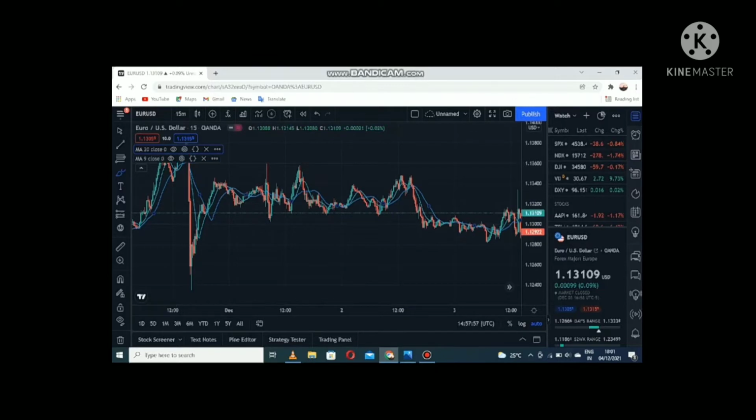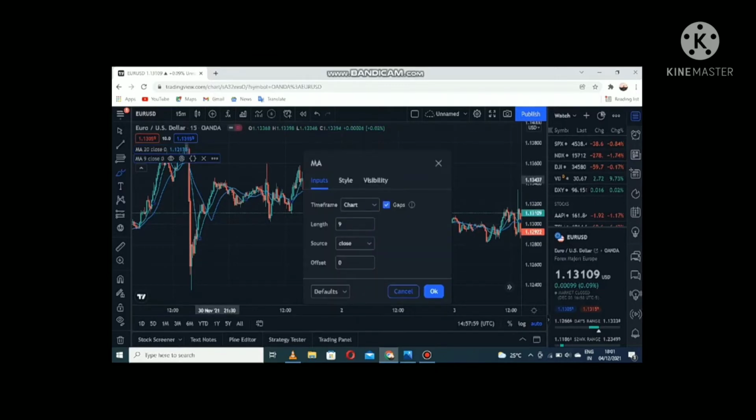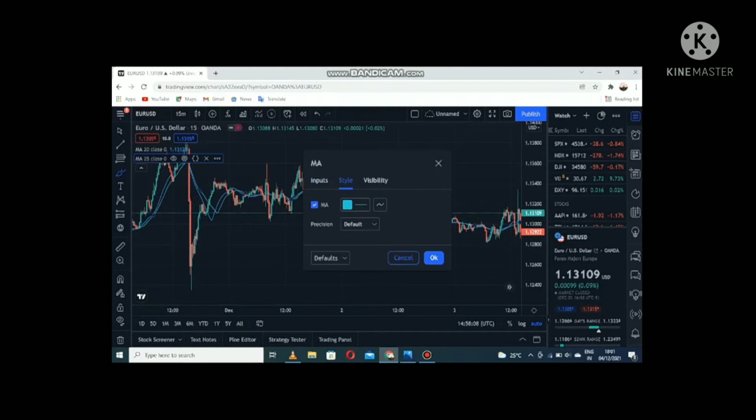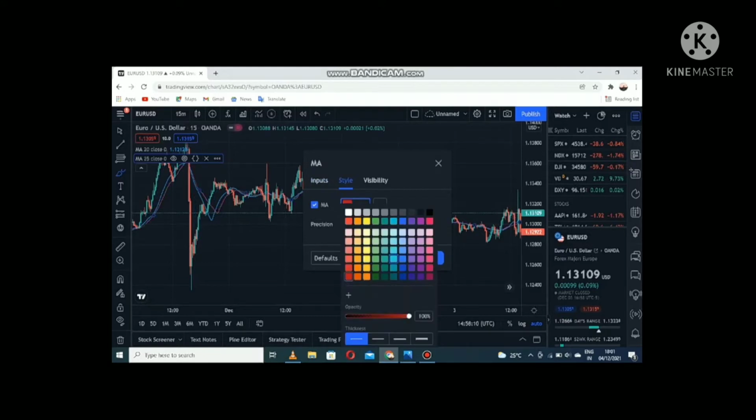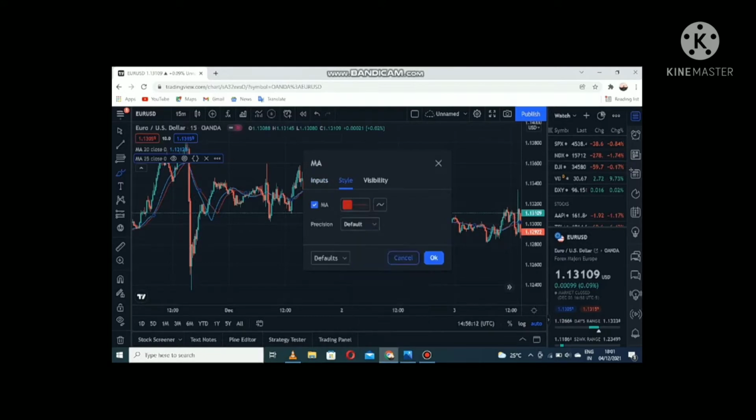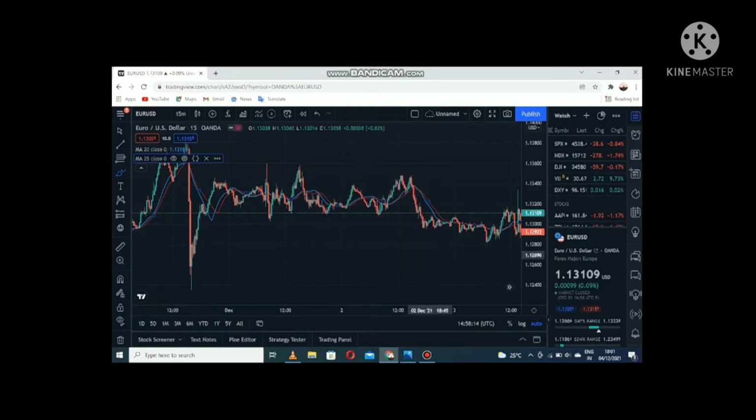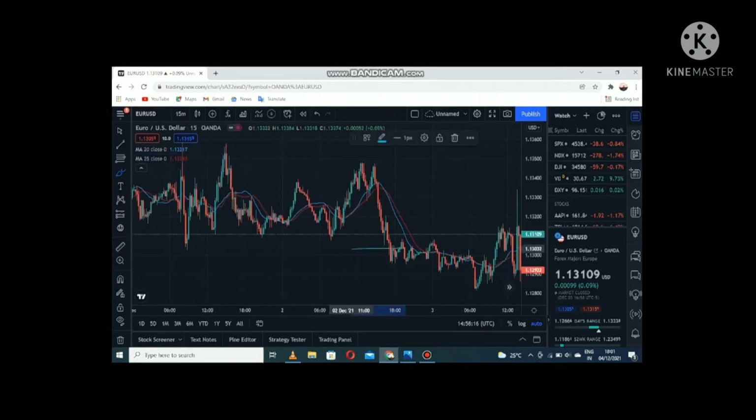Now we're going to create another moving average. For the second moving average, its length is going to be 25. We can change the color to, let me say, red. Change the color there, and we press OK. So basically, this is the strategy.